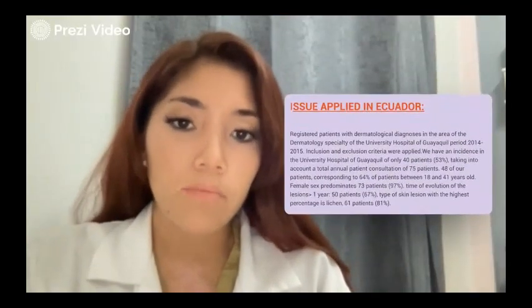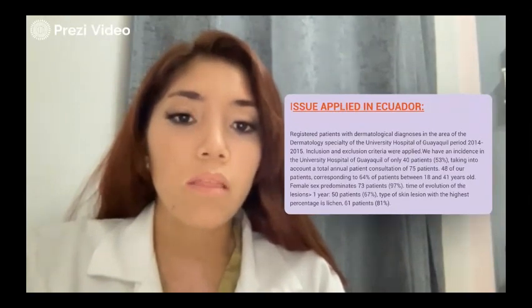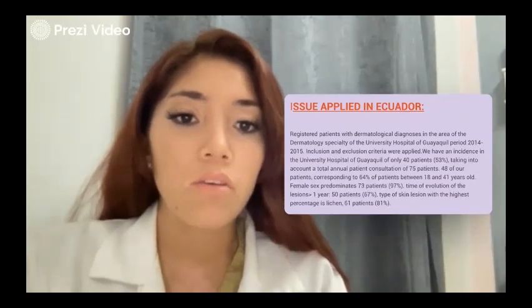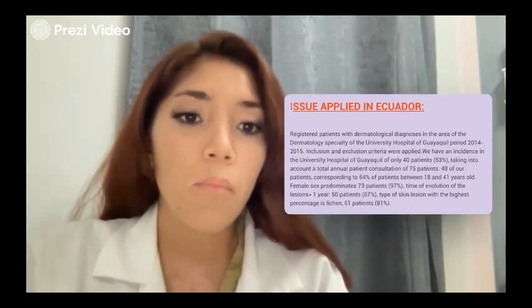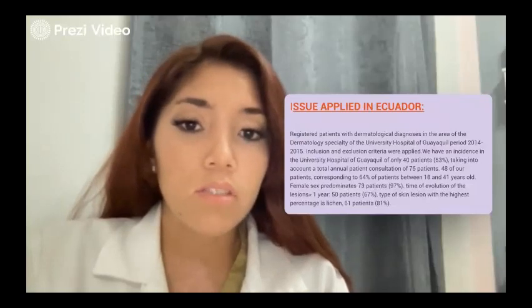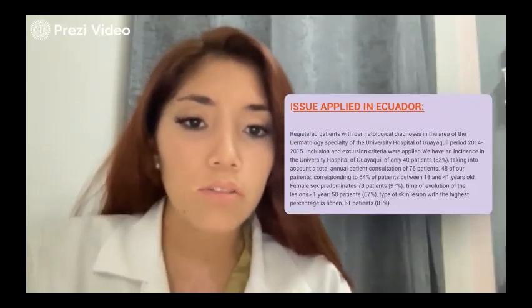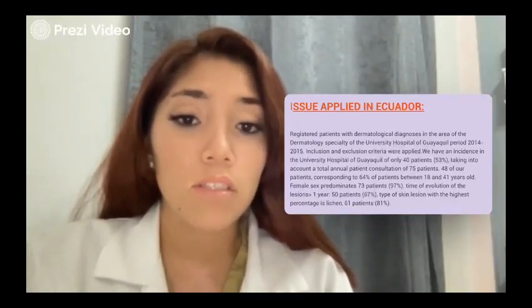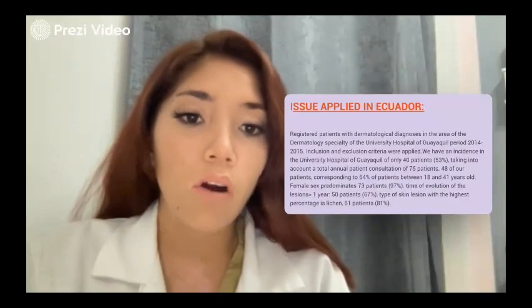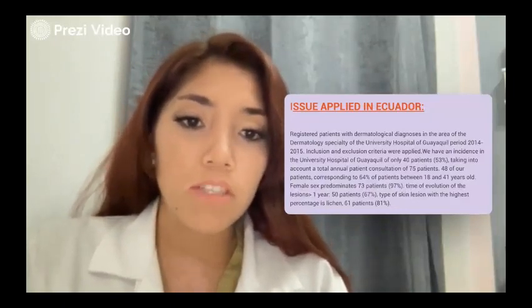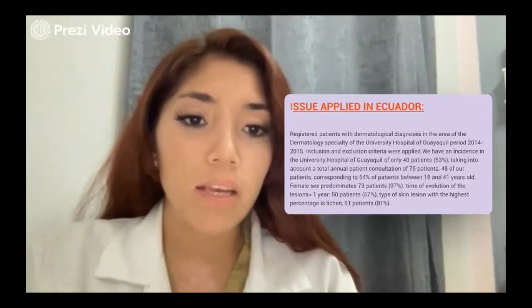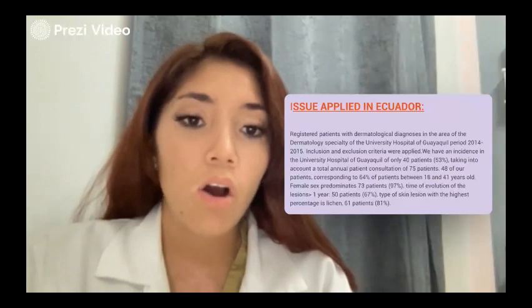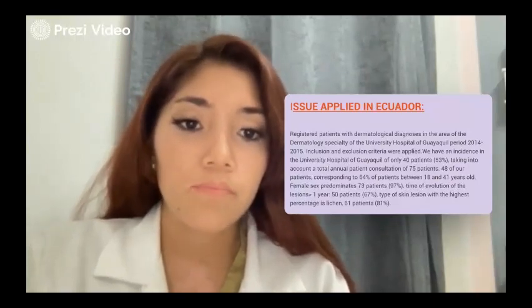A study applied in Ecuador. Register patients with a dermatological diagnosis in the area of the dermatology specialty of the University Hospital of Guayaquil, period 2040-2050. Inclusion and exclusion criteria were applied. We have an incidence in the University Hospital of Guayaquil of only 14 patients, 53%, taking into account a total annual patient consultation of 75 patients.